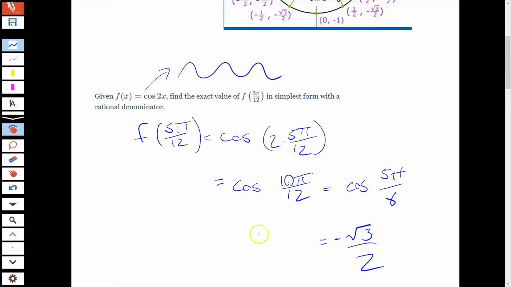So this is my solution here, and then I can make a whole math statement. I could say f of 5 pi over 12 equals negative root 3 over 2. Okay, let's look at a couple more, and I'll clarify what I mean by order of operations.